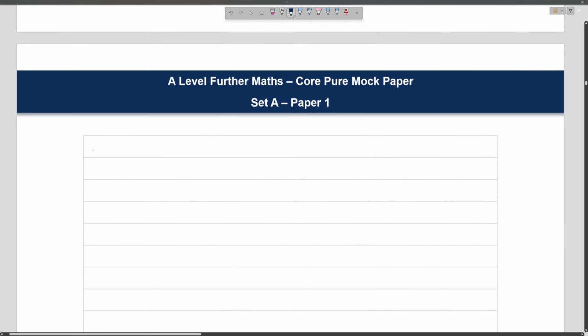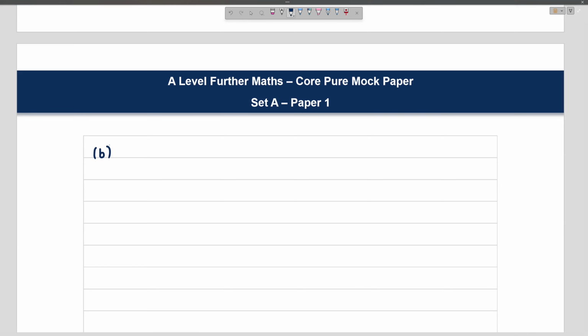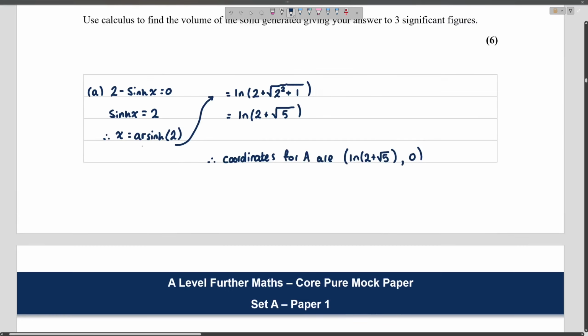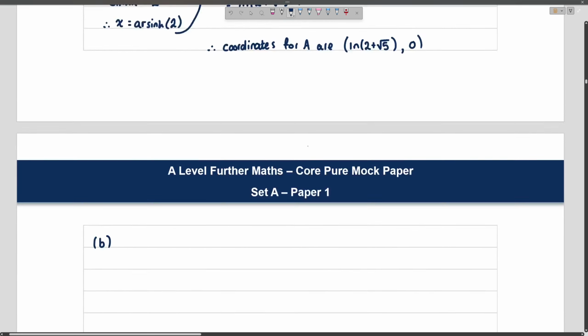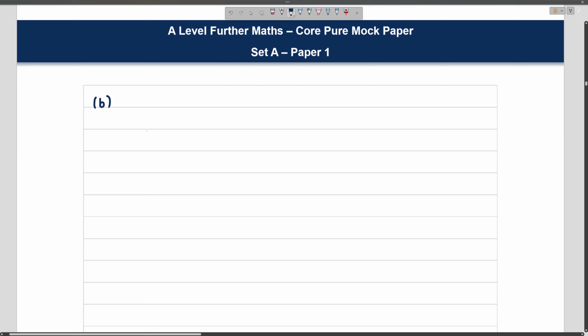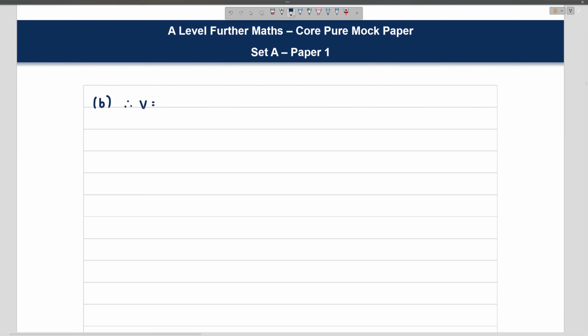So this is for part B here. Obviously part B is based on volumes of revolution. And because we're rotating about the x-axis, the formula that we require is the following. So V, the volume, is equal to pi times the integral of y squared with respect to x.